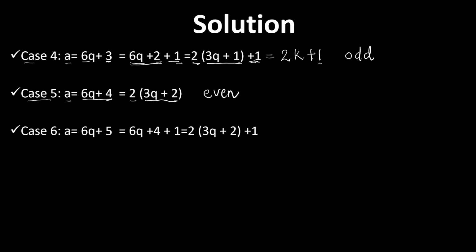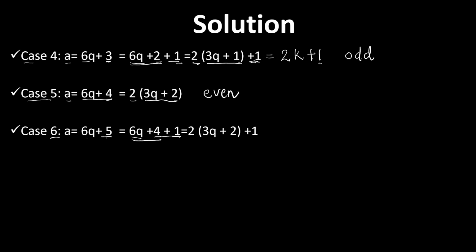Next comes case 6. So here what are we doing? We are taking the remainder as 5. Therefore a can be written as 6q plus 5. Now this plus 5 we will try to break it down as 4 plus 1. So we will write down 6q plus 4 plus 1. Now from this 6q plus 4 we will take 2 common outside.